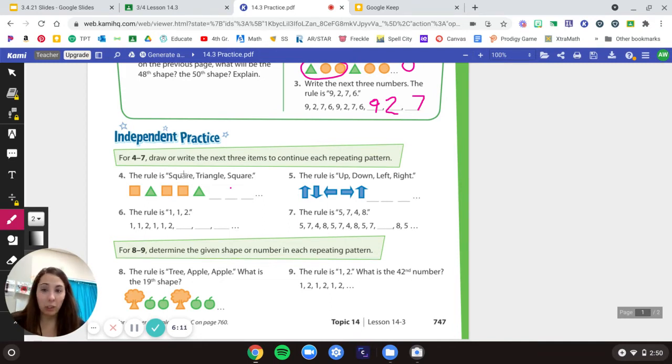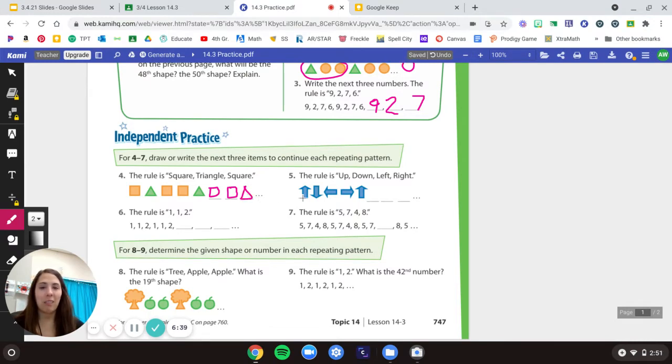Okay, so you notice here our pattern is square, triangle, square. That's the end. Like we talked about, whenever a pattern ends, it has to restart. So we would have a square, triangle, next would be a square. And that's the end of our pattern. So the next one would be a square because it restarts, and then a triangle.